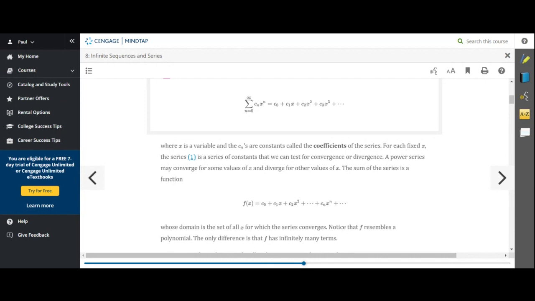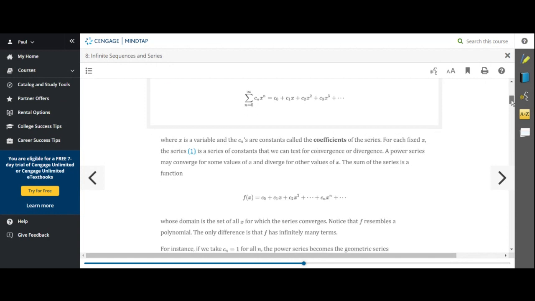The question is then, for what values of x would this power series be true for the function? For the function of x to equal the power series, it's only going to be equal to the power series for values of x where the power series converges. So it's essential to find this interval of convergence.